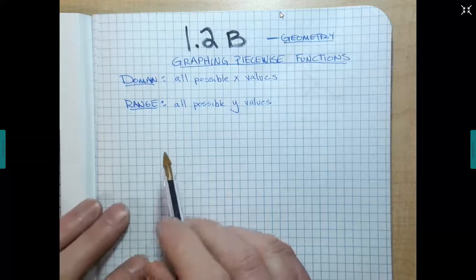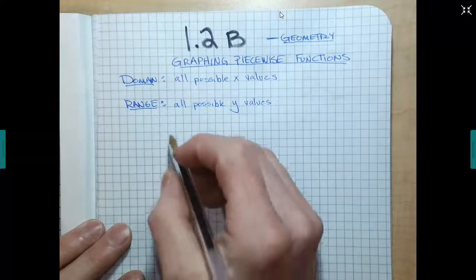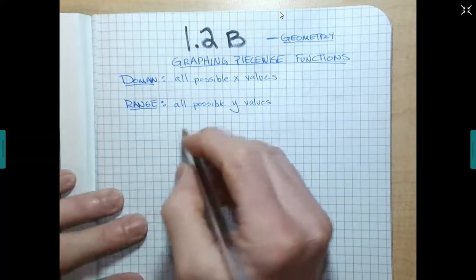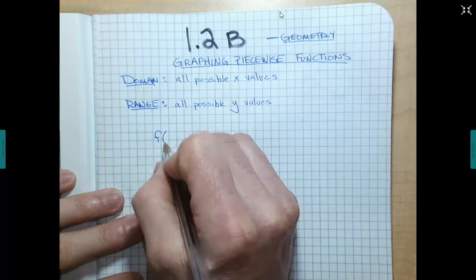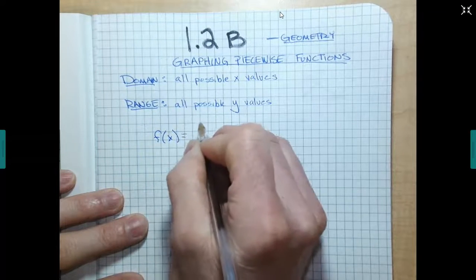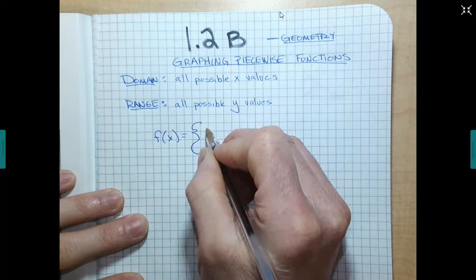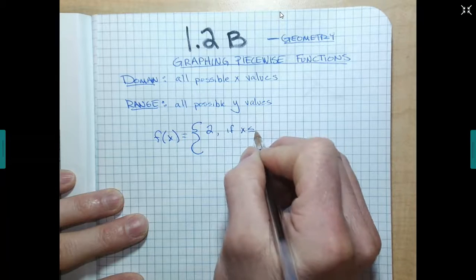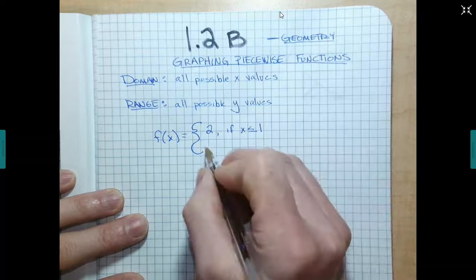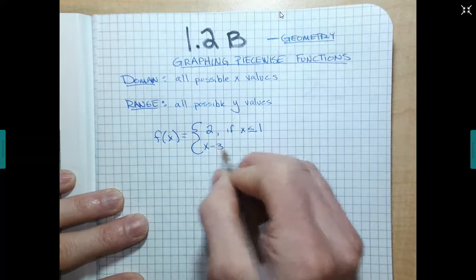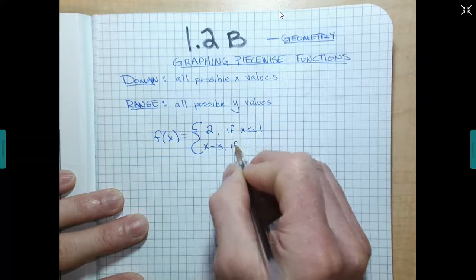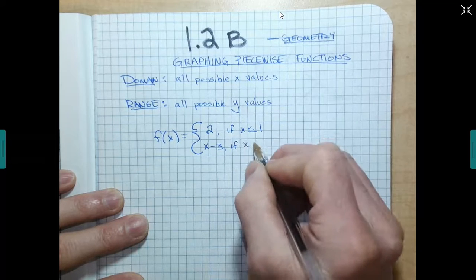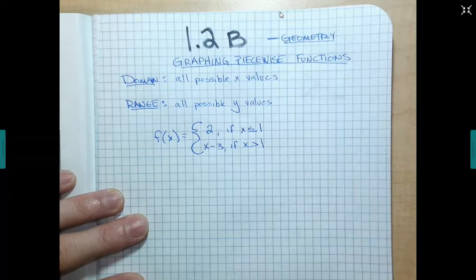All right. So what we're going to do is I'm going to give you a piecewise function. Let's take f of x equals 2 if x is less than or equal to 1, or x minus 3 if x is greater than 1.